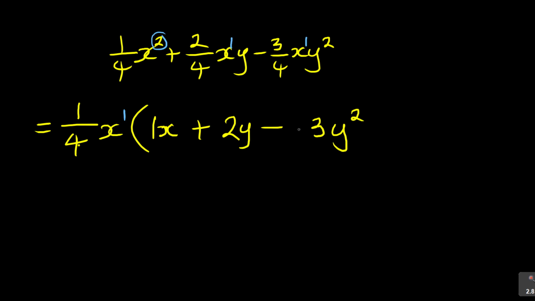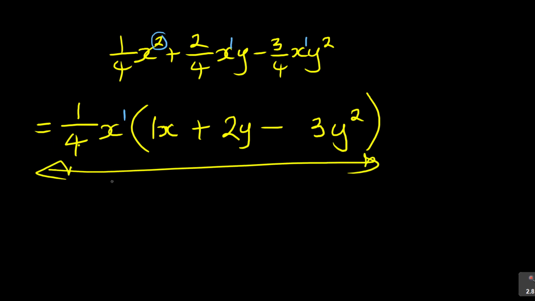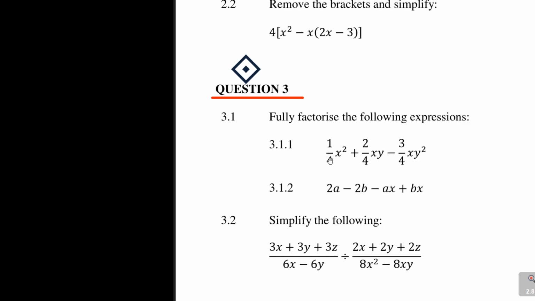So the answer, what happened here? Okay, there it is. The answer is 1 over 4. This was the answer. I don't know what happened on the other one there. Are you fine with that? I hope you guys are fine.